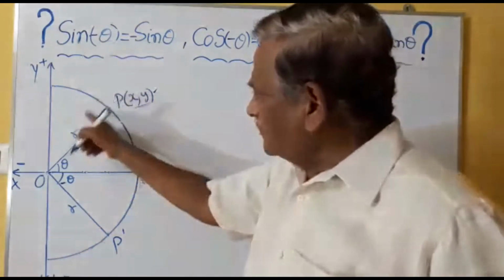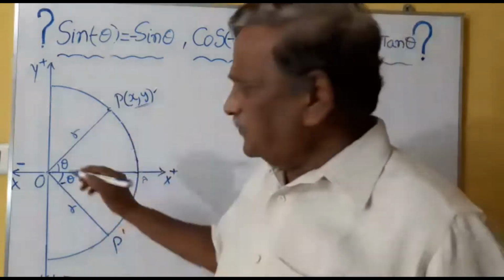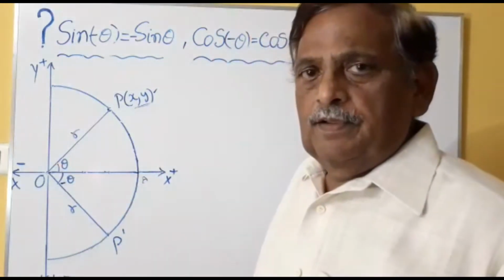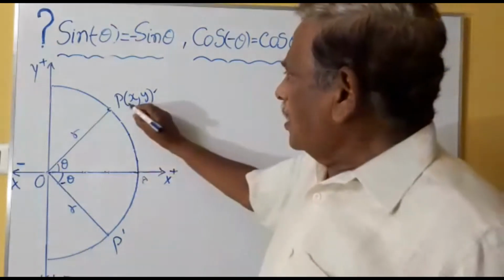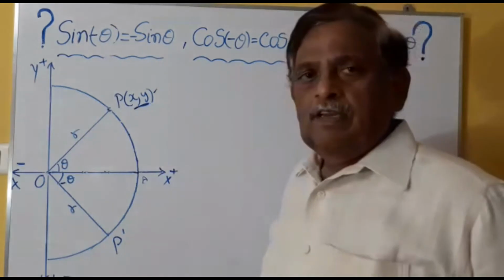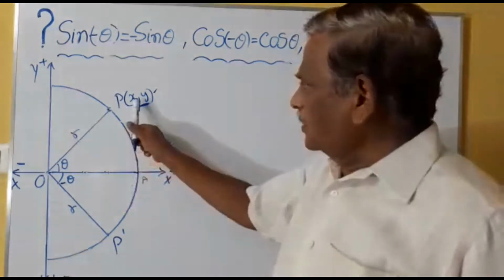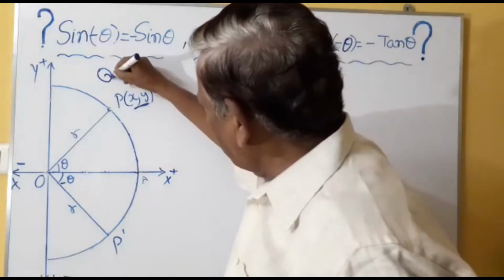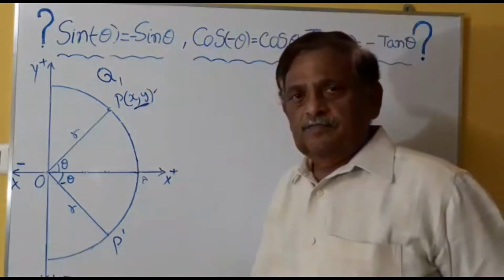Let the radius of the circle be r. Therefore OP equal to r. Let the coordinates of the point P be x comma y. Both are positive because this point is in quadrant 1, Q1.